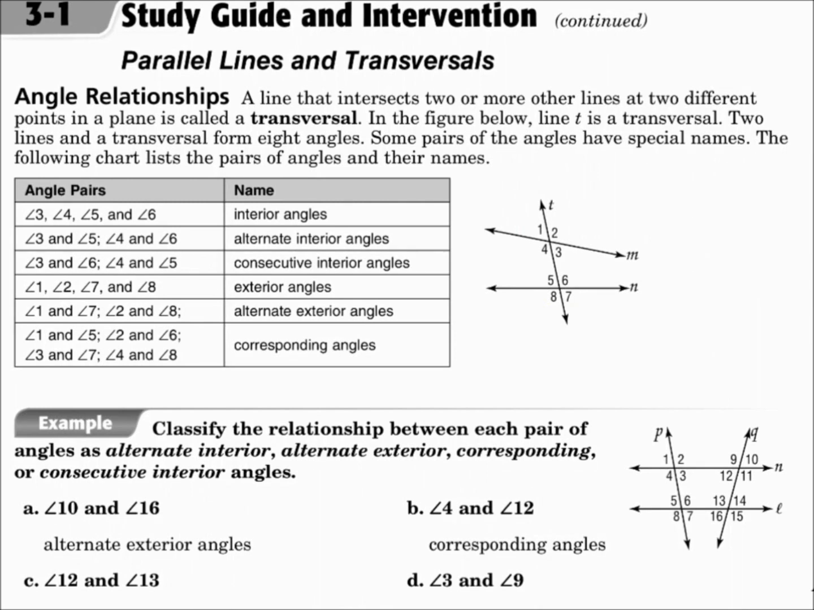And finally, the angles that are in the same position are corresponding angles, like angle 1 and angle 5. They're both in the top left of their group. Angle 2 is in the top right, and angle 6 is in the top right. Angle 3 is in the bottom right, angle 7 is in the bottom right. And the last pair, angle 4, which is in the bottom left, and angle 8, which is in the bottom left. When they're in the same position, they're corresponding angles.